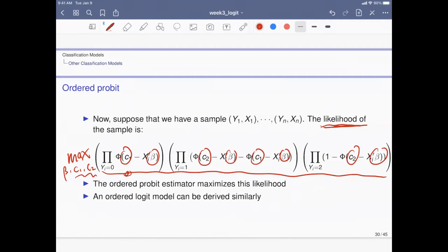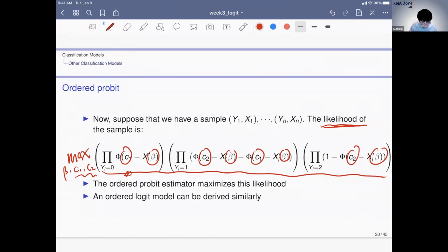I missed it. What is the relationship between the cutoff and the beta here? I don't get it. There's no relationship. They're just different parameters. Right, that's what I was thinking about. Thank you.